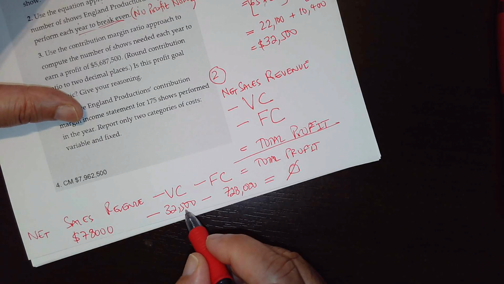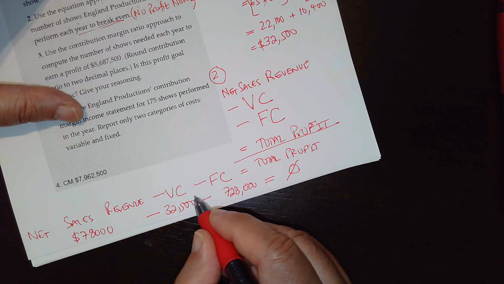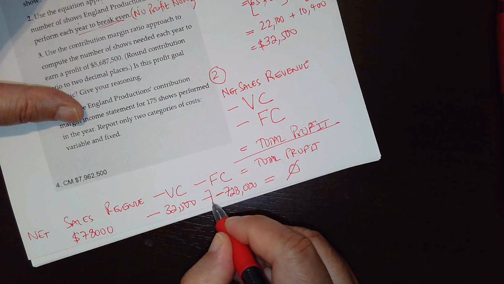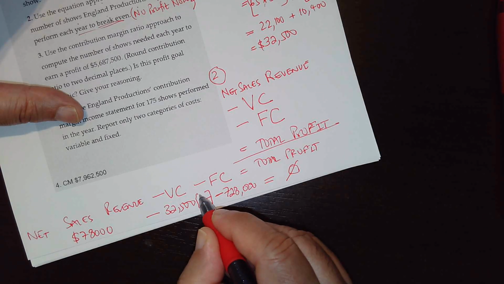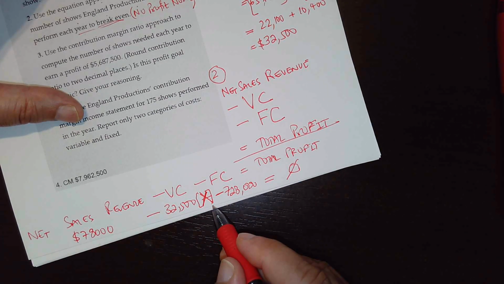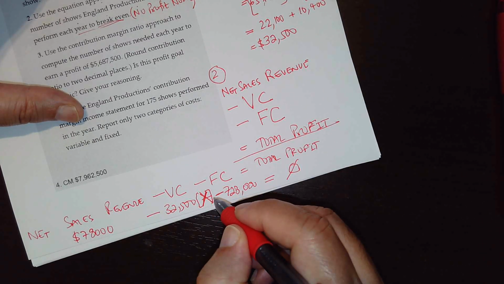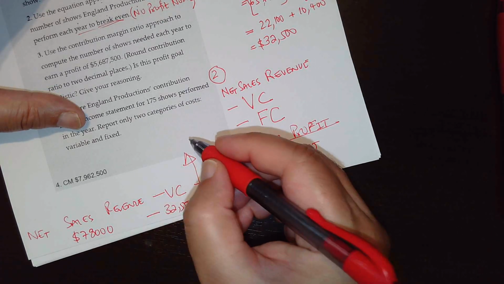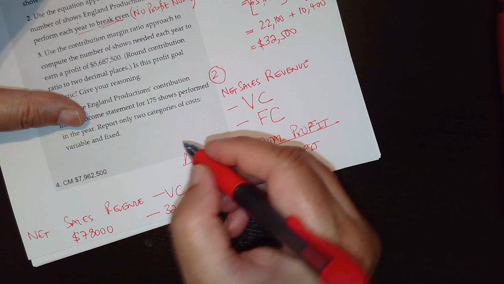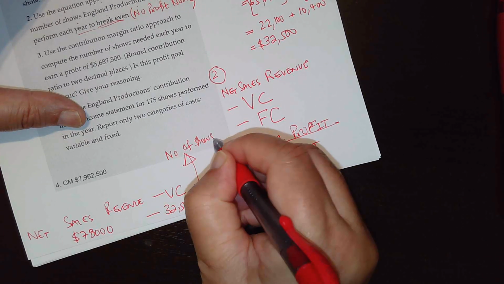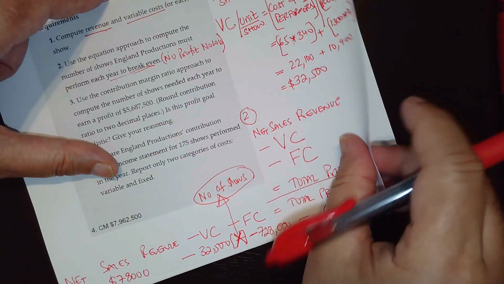So this variable cost will have a variable here, say an X, that will give us the number of shows, how many shows we have to perform. So this variable is called number of shows or number of performers. All right, so let's move to the second page.